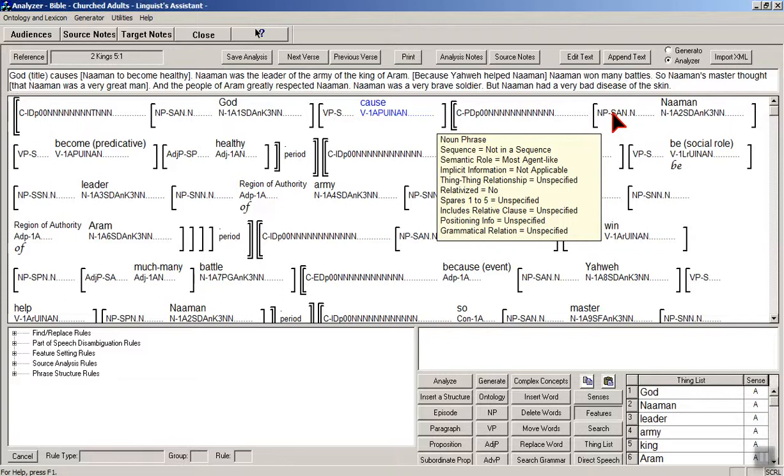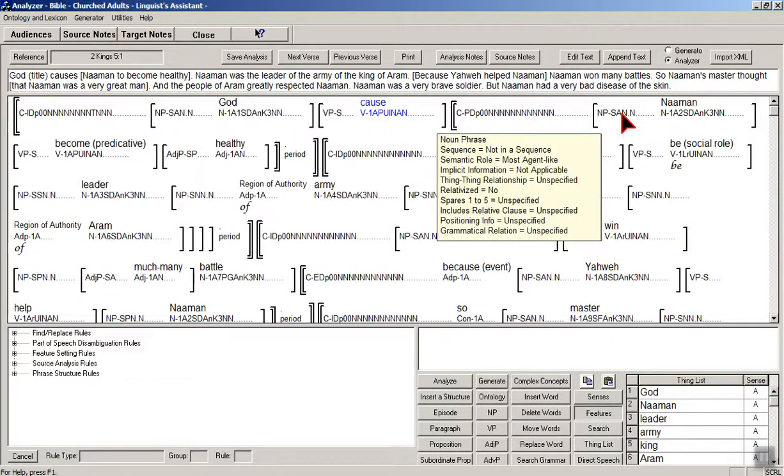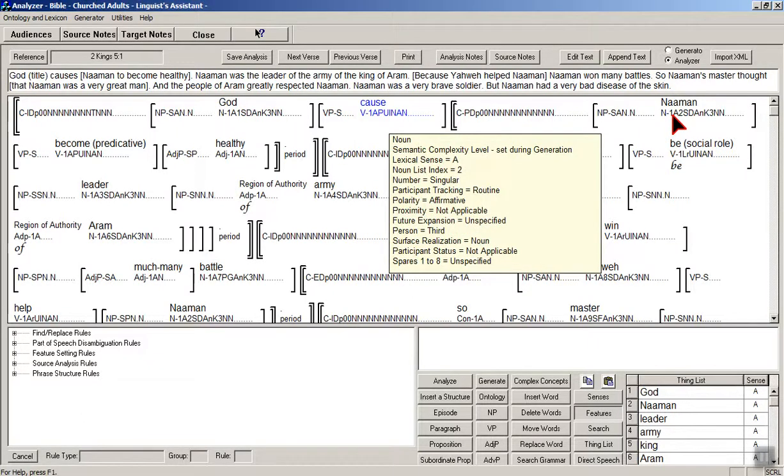As I mentioned in another tutorial, you can see some of these things from these letters. So if you look at NP-SAN, the S is for not in a sequence. Seems kind of strange, but that's the letter that's used for that. S for not in a sequence. And then the letter A, the next one, is for agent-like. So that's showing that it's an agent-like noun phrase. So you can see that just from that S-A-N. And then Naaman, it's routine.